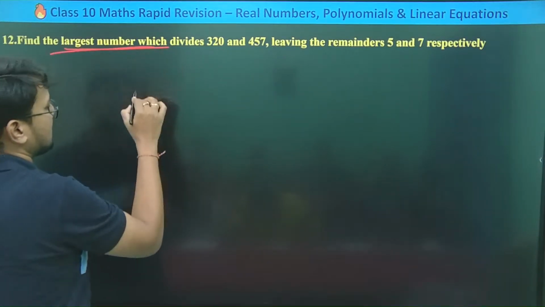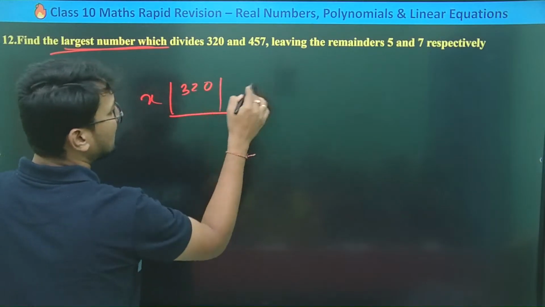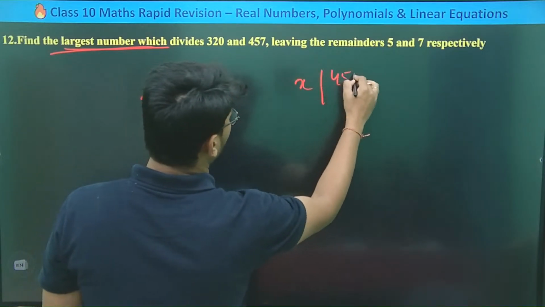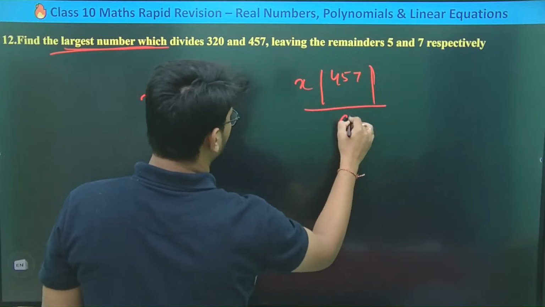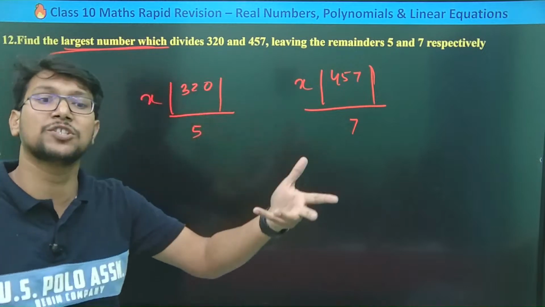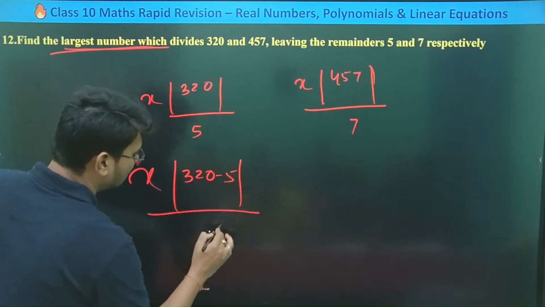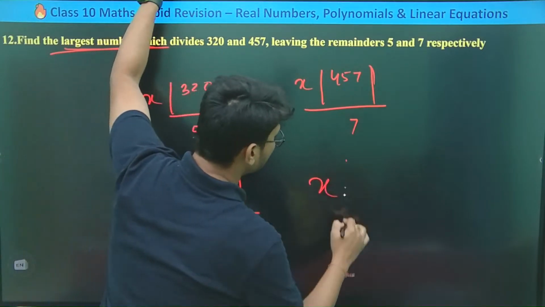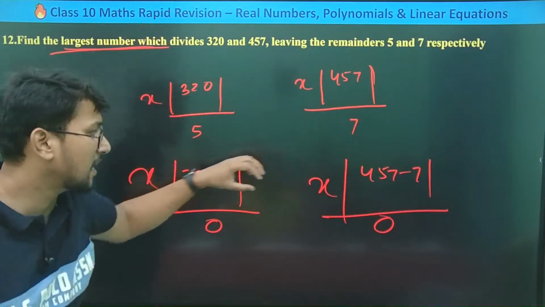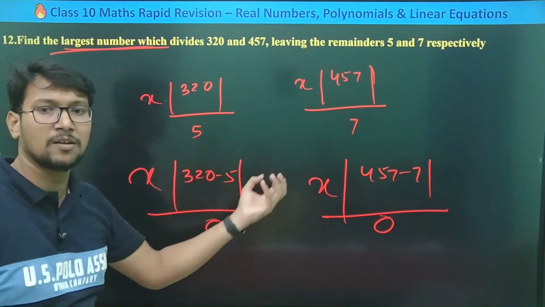Let the largest number be x. When x divides 320, the remainder is 5, and when x divides 457, the remainder is 7. Then when x divides 320 minus 5, the remainder is 0. Similarly, when x divides 457 minus 7, the remainder is 0. So x is the highest common factor, the greatest number.